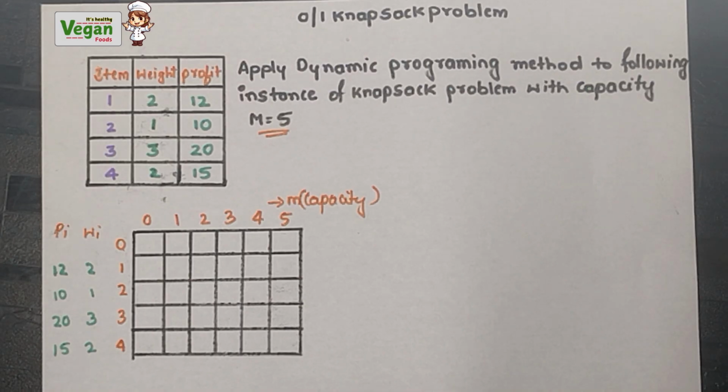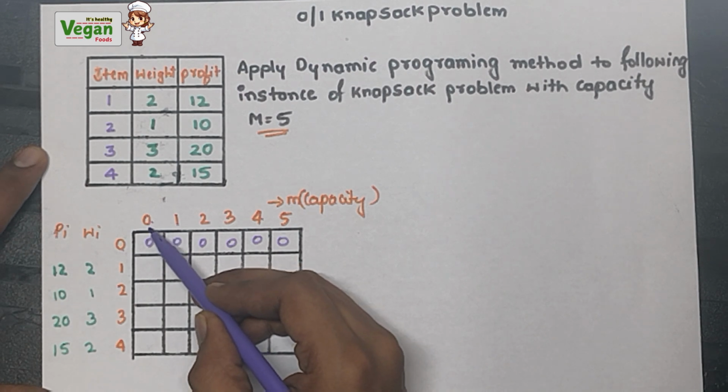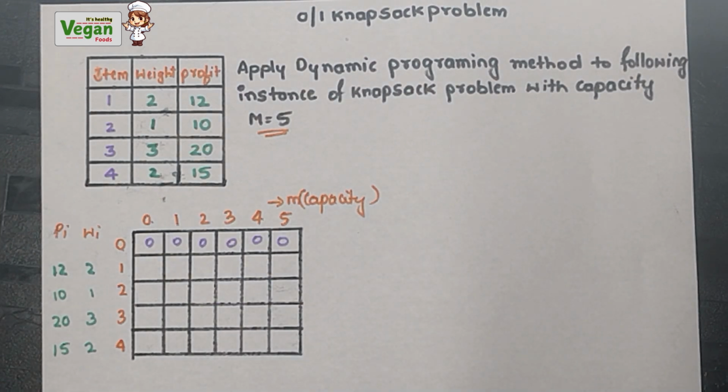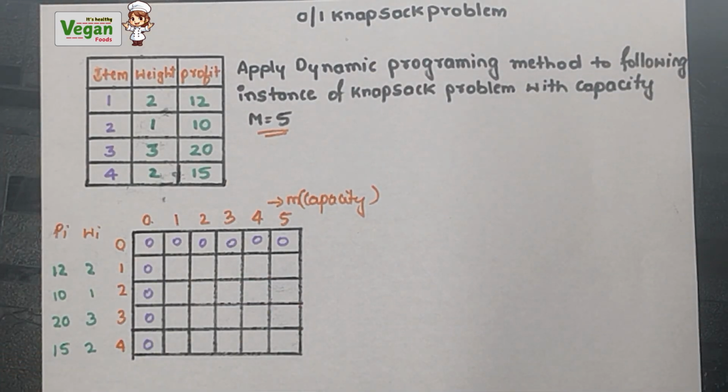Now we must fill the values within the table. So first, if I didn't fill any item, whatever the capacity, it will be 0. If the container capacity is 0, you cannot fill any item. Therefore, 0, 0, 0, 0. Now this much is over.